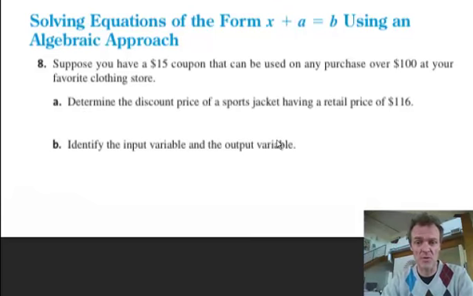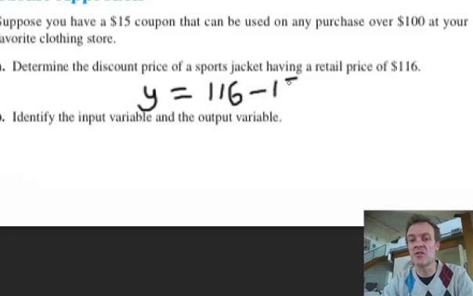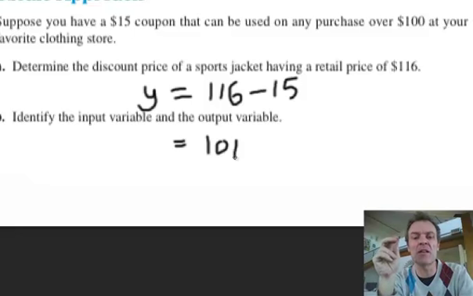So again, what we're saying here is the final price, which is the discount price, is going to be this $116, and you're taking off the $15 discount, so the final answer is going to be $101, because you took $15 off. So again, the input and output. Well, the important thing, the input, is the sports jacket.